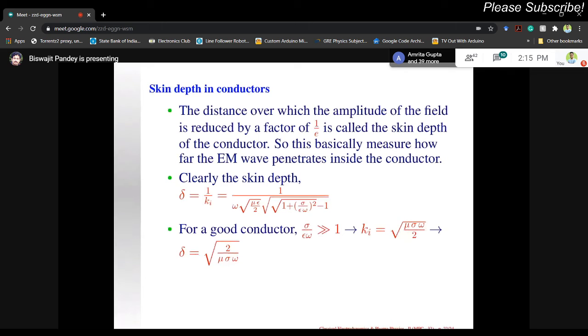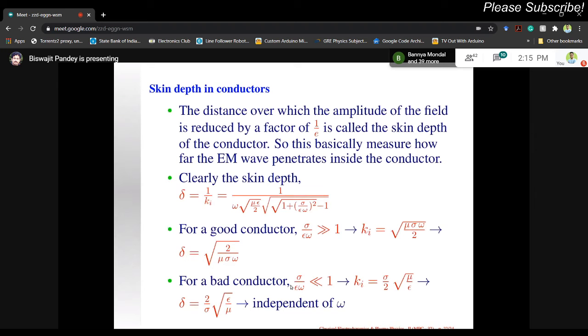Okay, fine. So what is the physical significance of it? That we have to understand. It has several applications in real life, and I may give you a couple of examples. But let me first finish this discussion for a bad conductor as well.